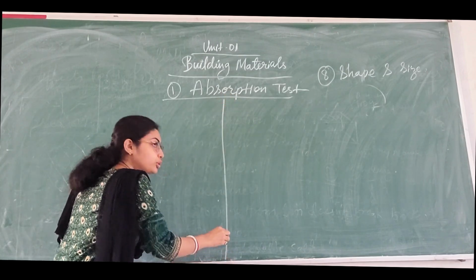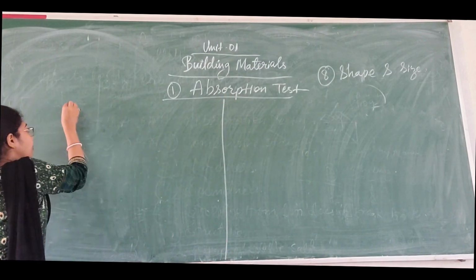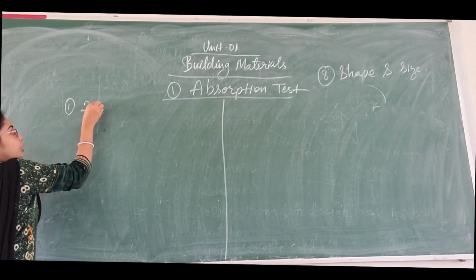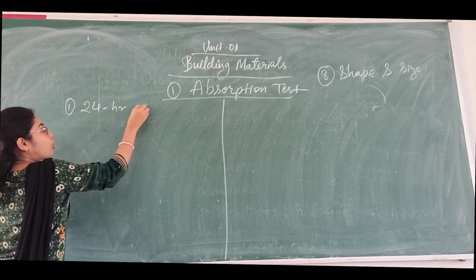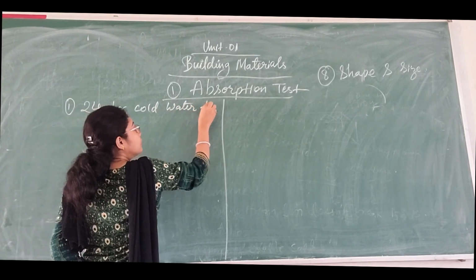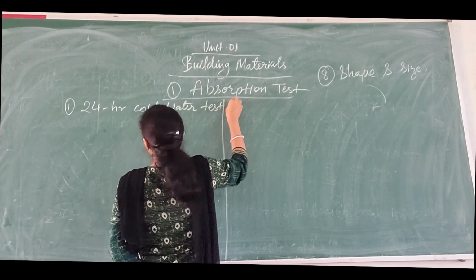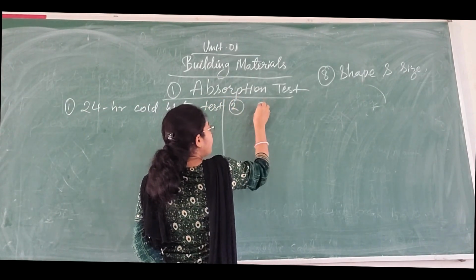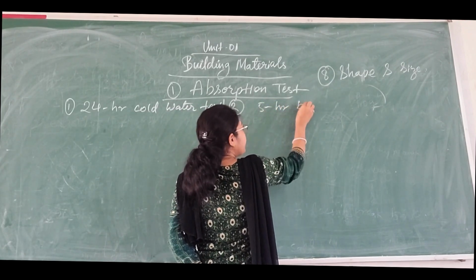Absorption test is of 2 types. Number 1 is the 24-hour cold water test, and number 2 is the 5-hour boiling water test.